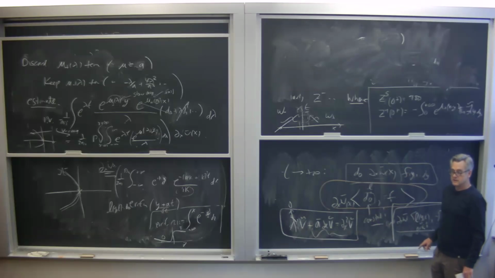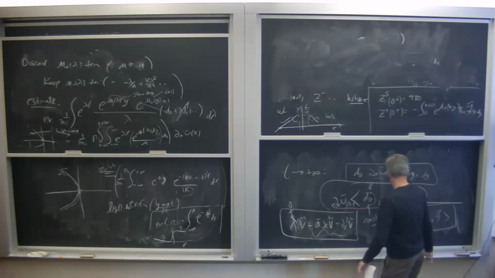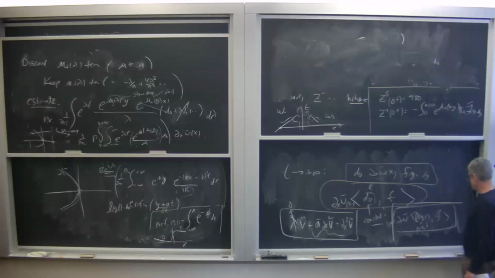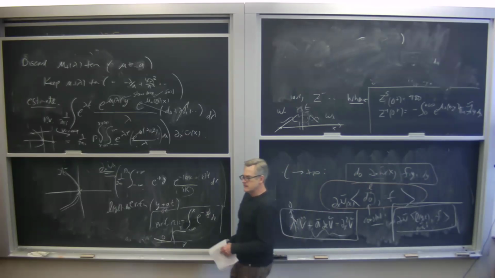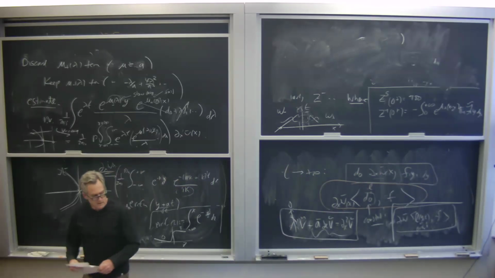Because, let's see, for zero mean value, this should be okay. I think it might be okay. I'm not sure, but that makes some sense to me. Oh, it would be zero.